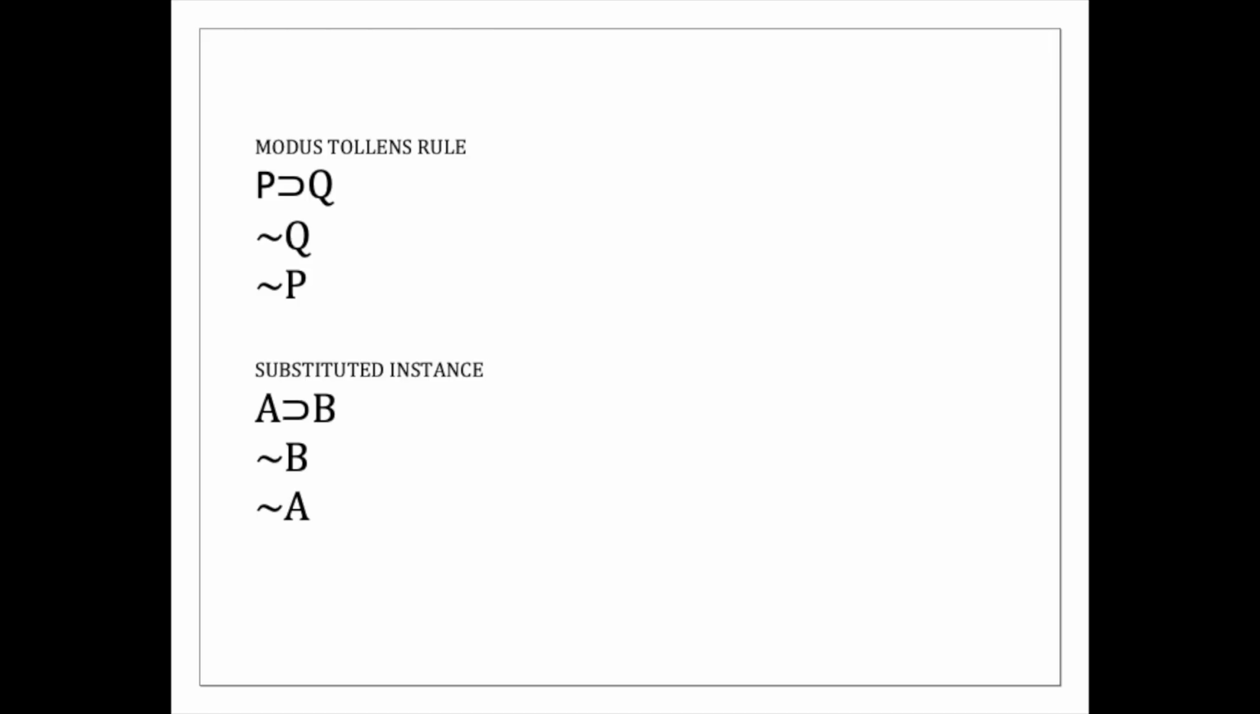Okay, let's look at the modus tollens rule. You see the form begins with a conditional. If P, then Q. The second premise of the argument is the negation of the consequent, not Q. What we can infer from the first premise and the second premise is the negation of the antecedent, not P. You see the substituted instance, if A, then B, not B, therefore not A. You'll notice it follows the same structure as the modus tollens form.